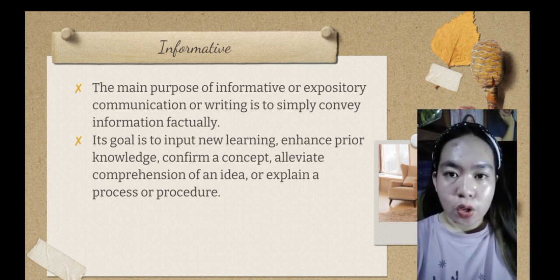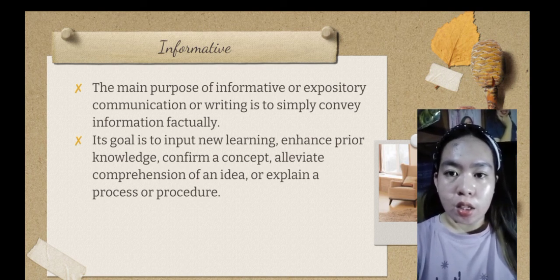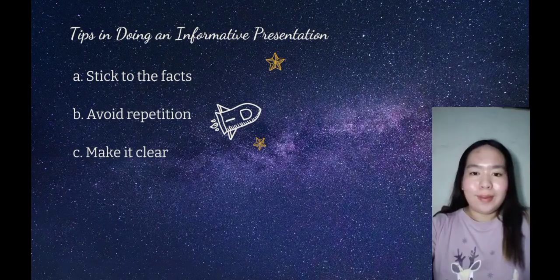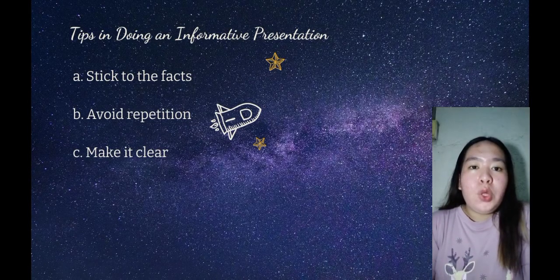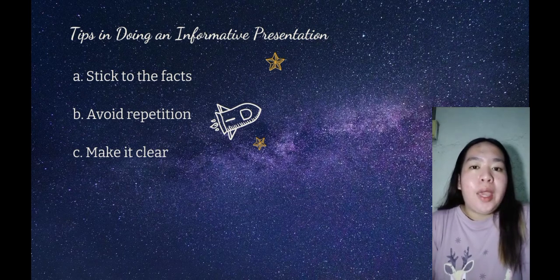The main purpose of informative communication is to give factual information that comes from a trusted source. It gives new learning or new techniques to the audience. Tips in doing an informative presentation. First, stick to the facts. Second, avoid repetition. Third, make it clear.